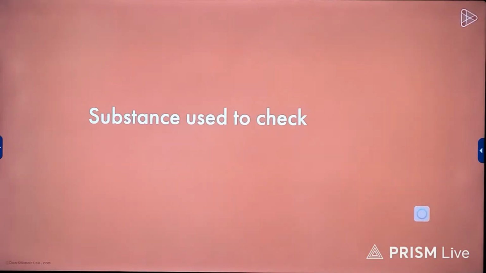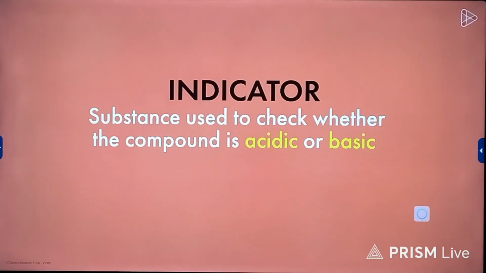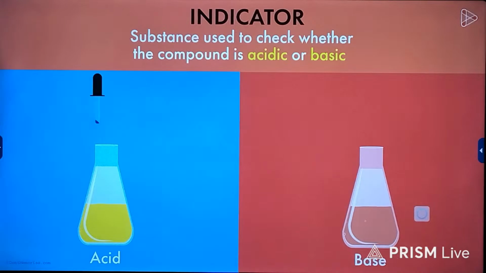The substance used to check whether the compound is acidic or basic is called an indicator. The indicators indicate by changing their colors. Indicators, when added with acids or bases, show a change in color. That is how it becomes convenient for us to find out whether the compound is acidic or basic.